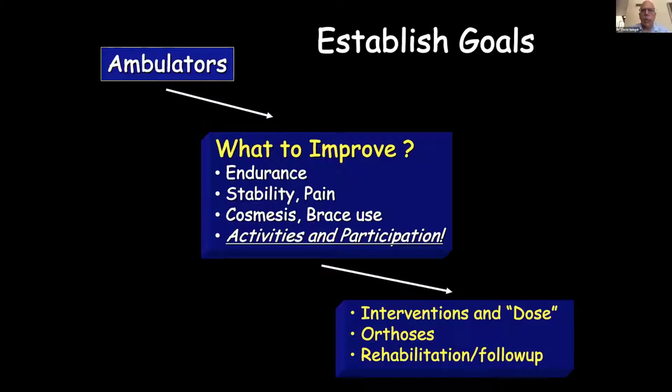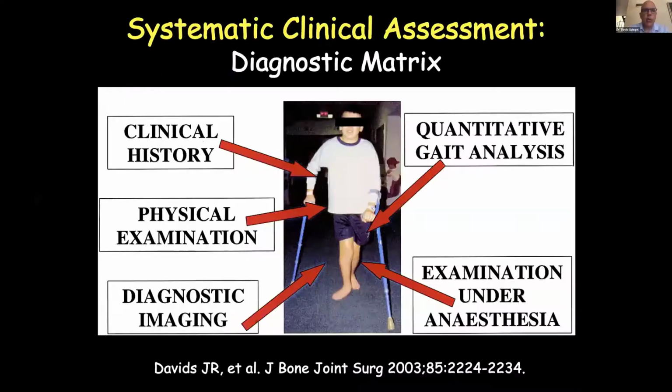But I think according to the World Health Organization ICF format, what our goal should truly be is to improve participation and a patient's activities. So then we select the orthopedic interventions and their dose, meaning to what degree do we need to correct. We prescribe orthoses, which are still important after orthopedic surgery, and then the extensive rehabilitation that's required.